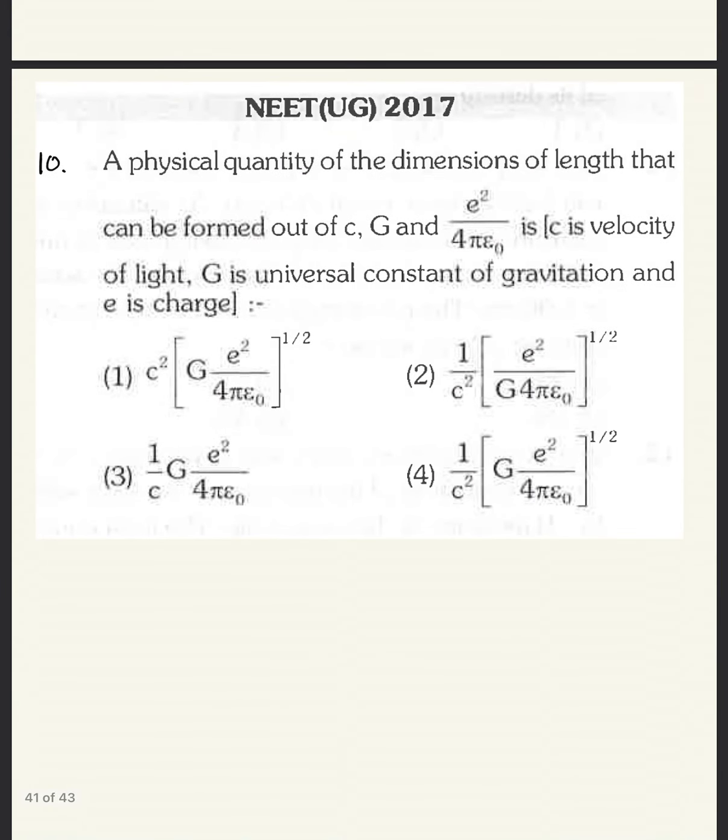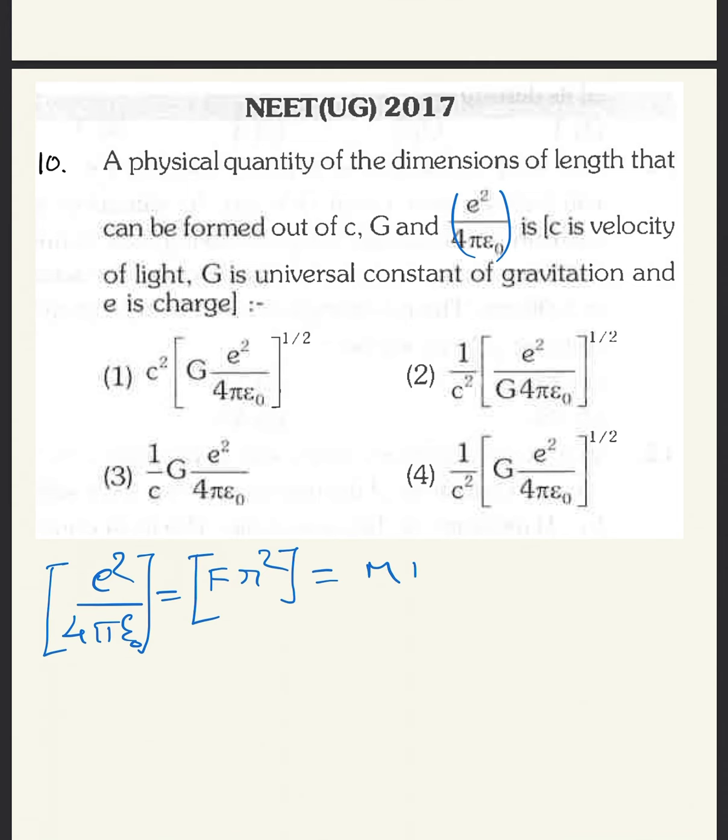Now here also this question looks really scary, but don't be scared, my dear students. This e square upon 4 pi epsilon naught is nothing. Force is equal to what? Force is equal to q1 q2 by r square, q square by 4 pi epsilon naught r square. So it is simply this. Dimension formula of this is equal to dimension formula of this, and actually this is nothing but ml cube, because mlt minus 2 is the dimension formula of force. So ml, and here we are multiplying l square, so ml cube t minus 2 simply.